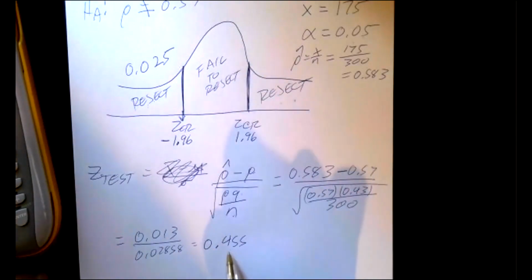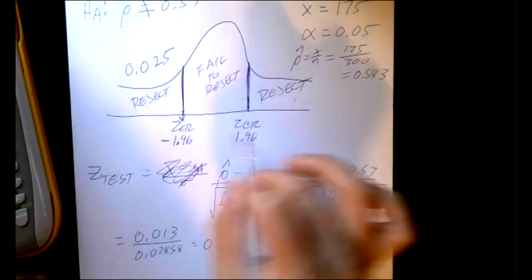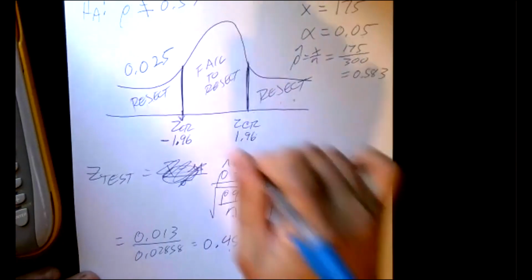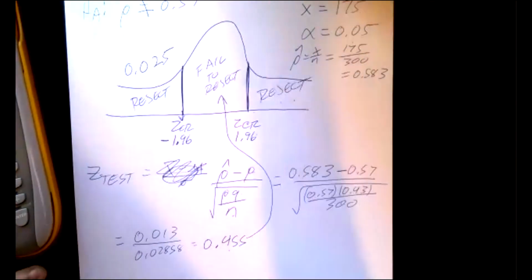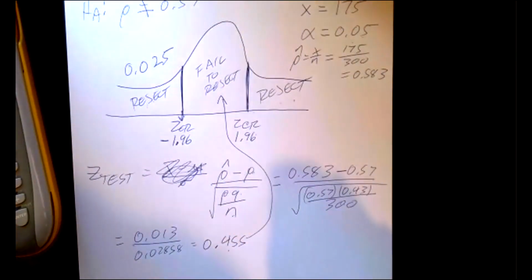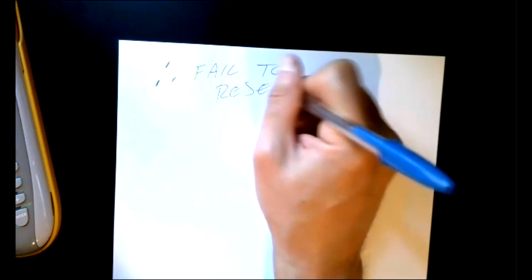Now, that number is between the critical values. It'll be over here somewhere. We fail to reject the null hypothesis. Therefore, fail to reject H0.